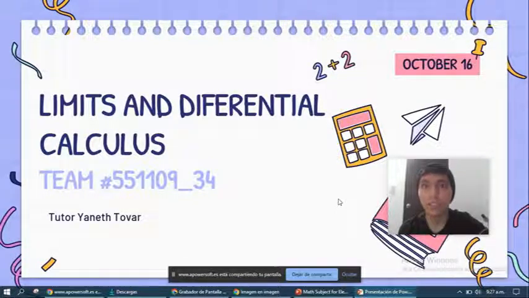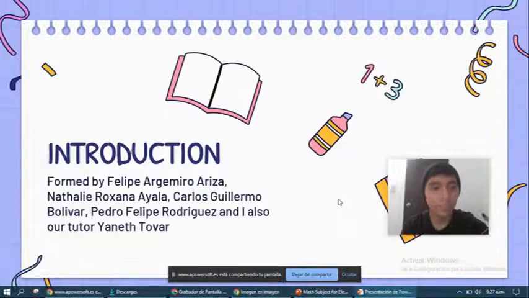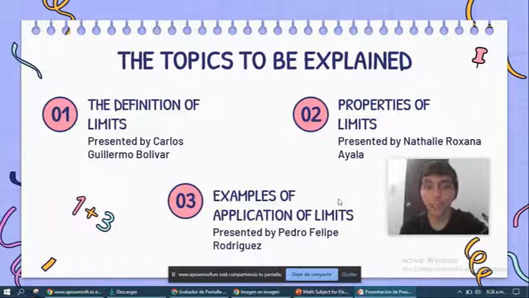The name of my team is 55110, formed by Felipe Ramiro Ariza, Natalie Roxana Ayala, Carlos Guillermo Bolívar, Pedro Felipe Rodríguez, and also our tutor Janet Tovar. The topics we explained are: first, the definition of limits, properties of limits, and an example of application of limits. So let's get started.